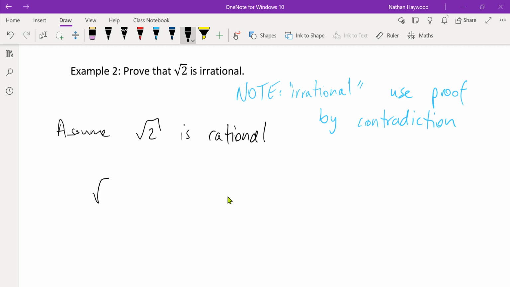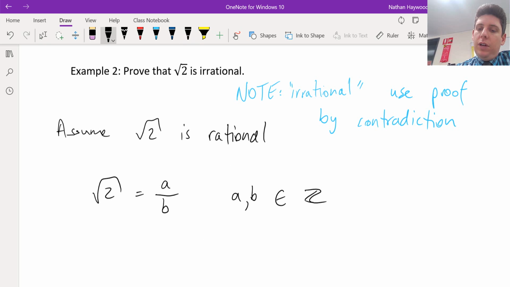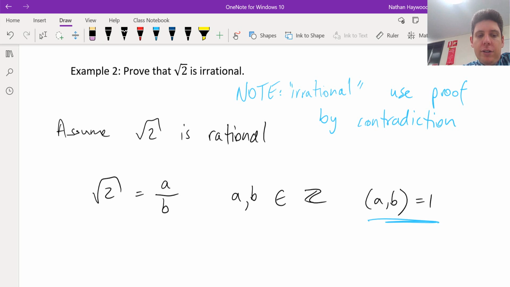Now, if a number is rational, it has to be able to be expressed as a fraction. So a and b are both integers, and also a and b have a lowest common factor of 1. That's what this means. Okay, so now what to do.